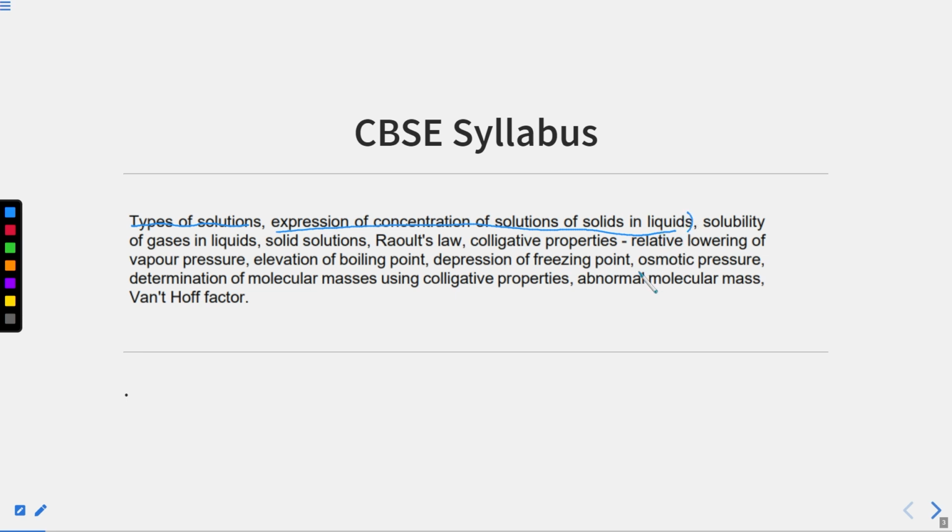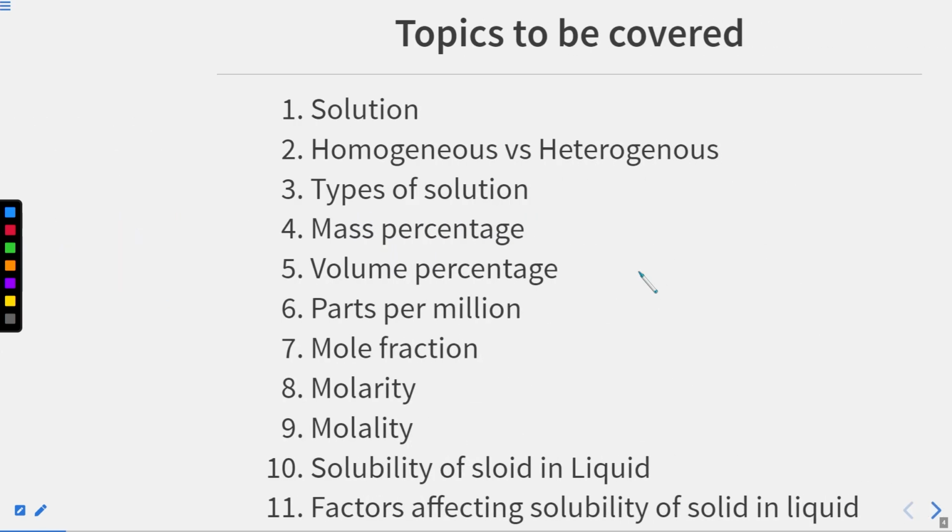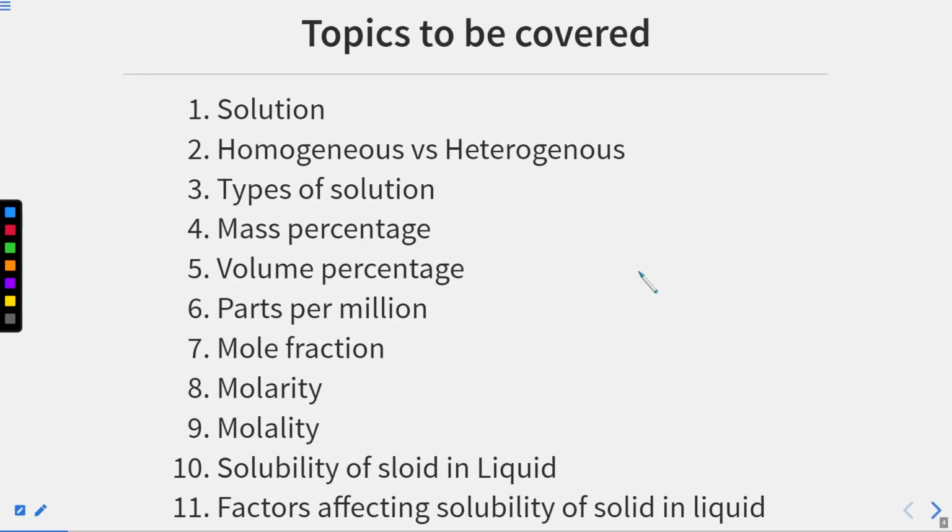So we will be basically focusing on what type of solution we can have, and then we will see one type of it, that is the solubility of solids and liquids. So let us start the chapter. So this is the detailed topic of all of those. First we will see what is a solution and the type of solution, that is homogeneous and heterogeneous solution. Again, we will see the types of solution based on the components that we are having, right?